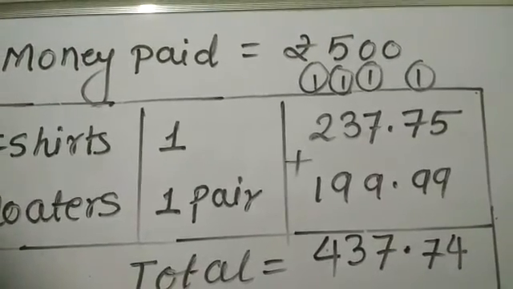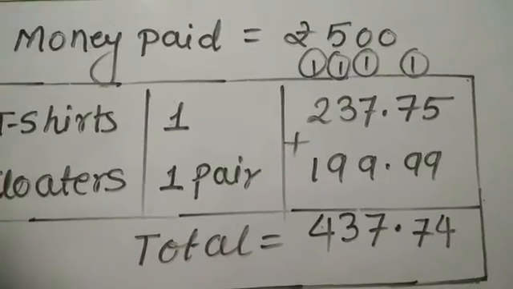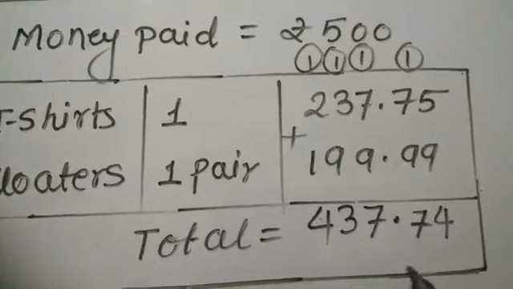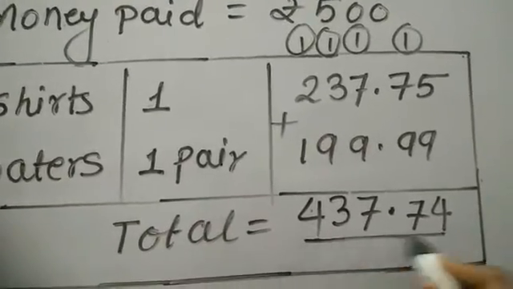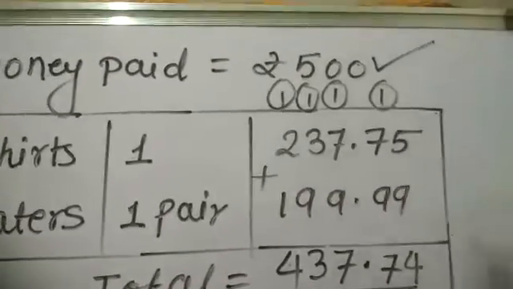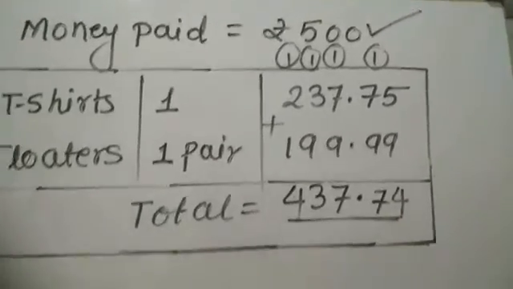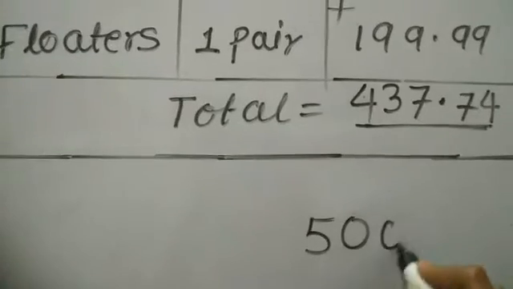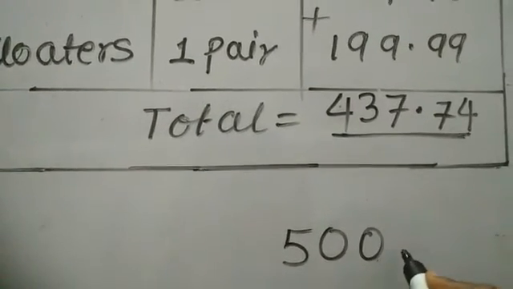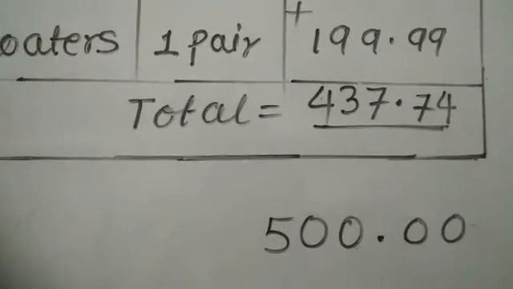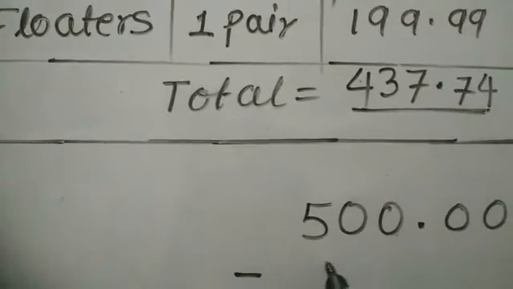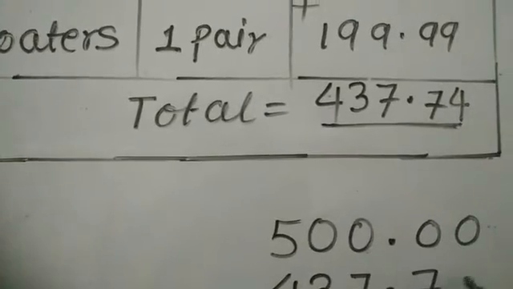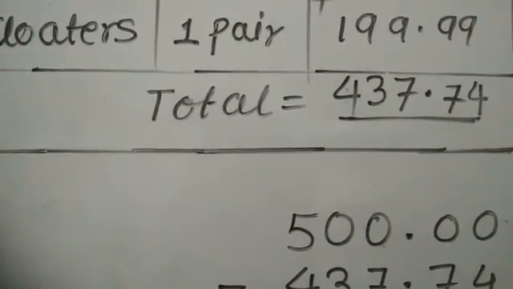And the amount paid is 500 rupees. So what amount is left over? Let us do the subtraction. Here we have to subtract this amount from the amount paid, right? So see this subtraction here. First I am writing the amount paid, which is 500 rupees, 00 paise, right? And from this amount I am going to subtract 437.74.